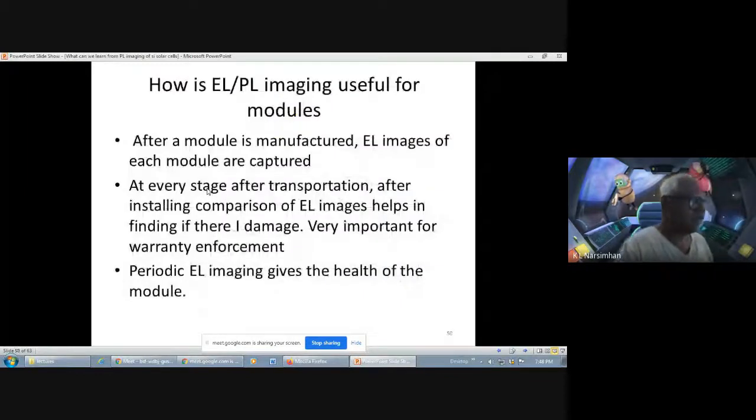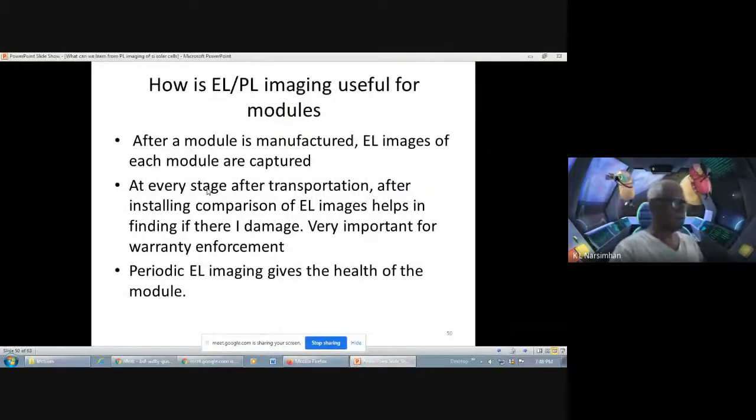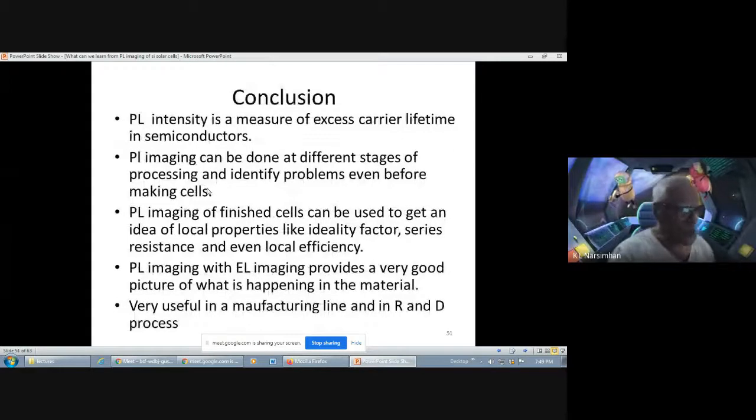Okay. So, well, I have said whatever I have said. After a module is manufactured, EL images of each module are captured. And after each stage, after transportation, installation, you find out if there's any damage, very important for warranty enforcement. And a periodic EL image gives the health of the module and hence the health of the whole PV array. Okay, so I will conclude with that.